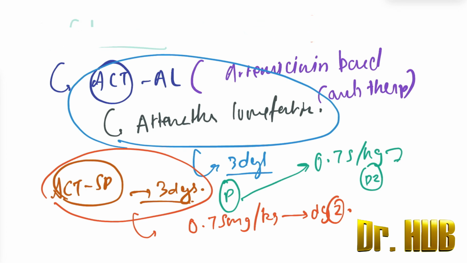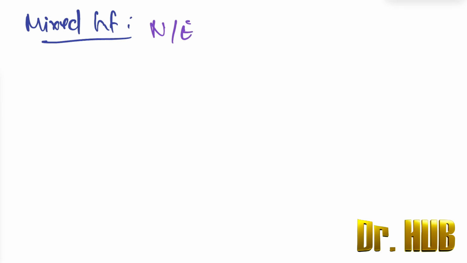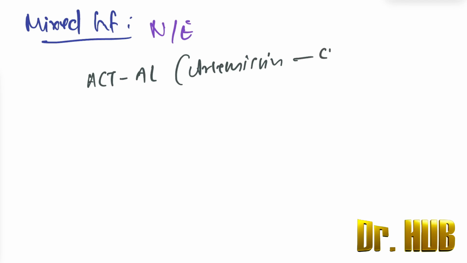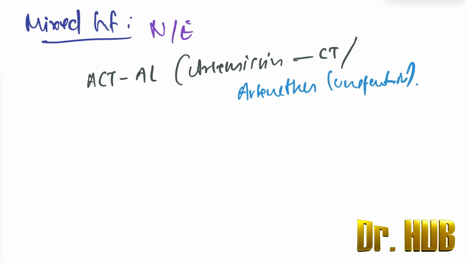Next, we are going to see mixed infection. So what happens in case of mixed infection? Here we are going to look at the northeast and other states. To begin with, we have ACT-AL. We have discussed it is the artemisinin based combination therapy, as well as the AL for artemether-lumefantrine. So let's look at the dose. This is one, and the next one will be ACT-SP, for 3 days.